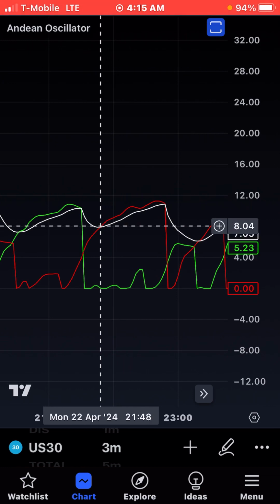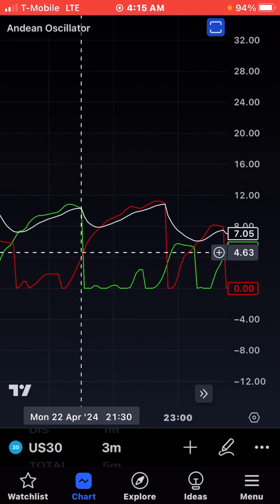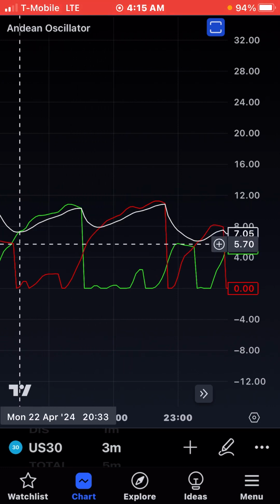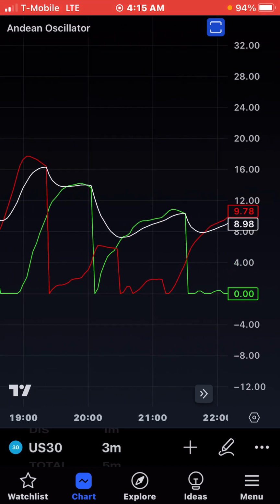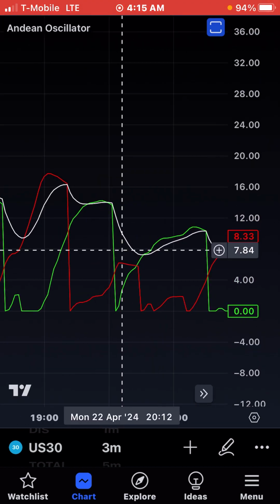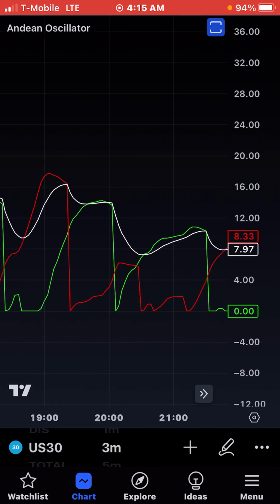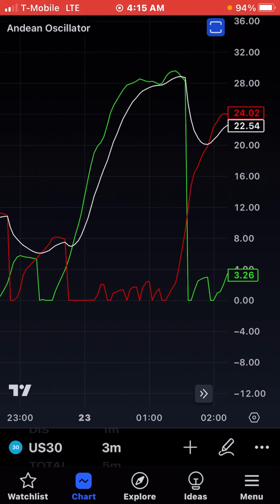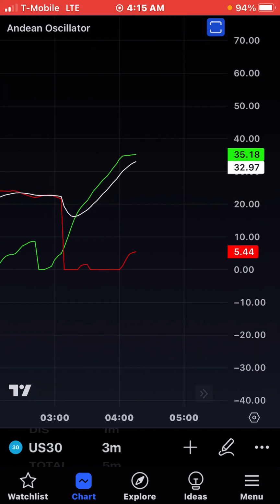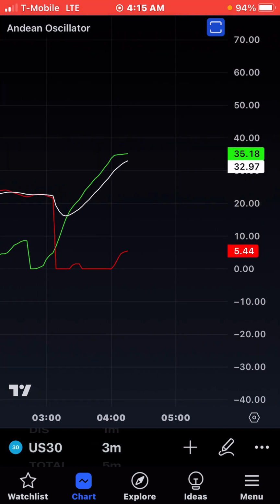We see it crossing here, here, here, here, and here. We see it cross. So those are all good entry points. So now we know what to look for. Let's look at the actual candles.